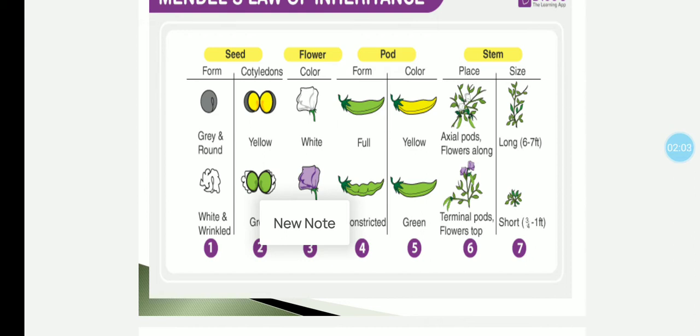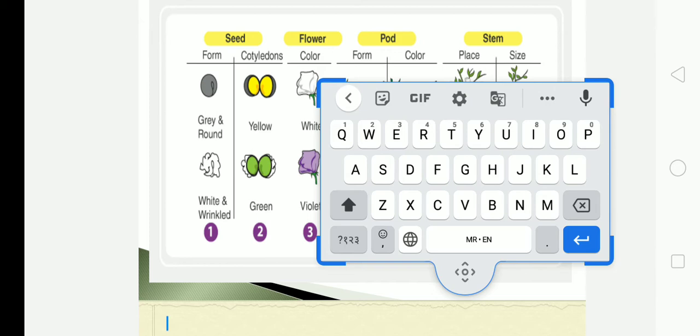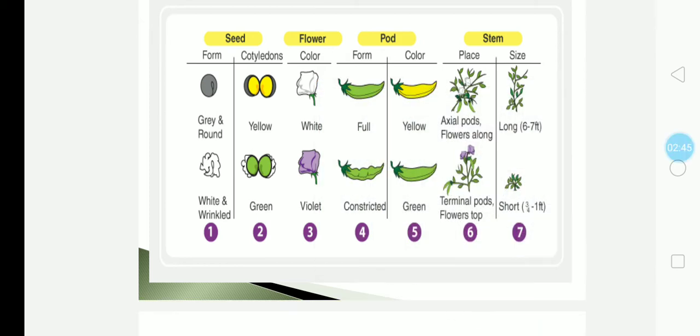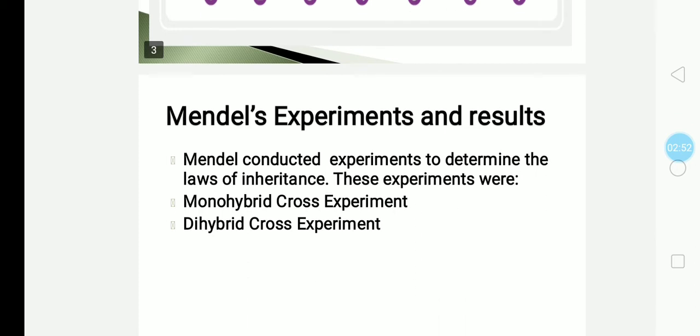Then the last one is the stem, that is the flowering on the stem. One type is axile, another one is terminal, and another is length or height of plant, long and short. It is also called tall and dwarf. These 7 characters are contrasting with each other. Hence, these are helpful in the experiment as well as in recording of the results. These experiments give the same results.